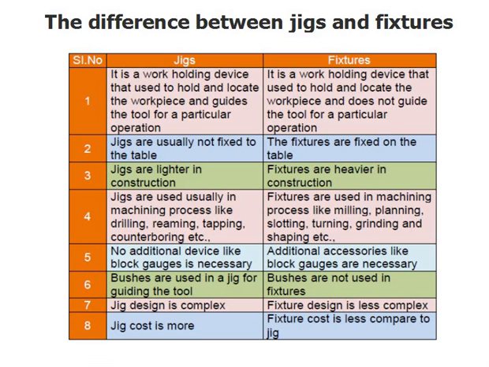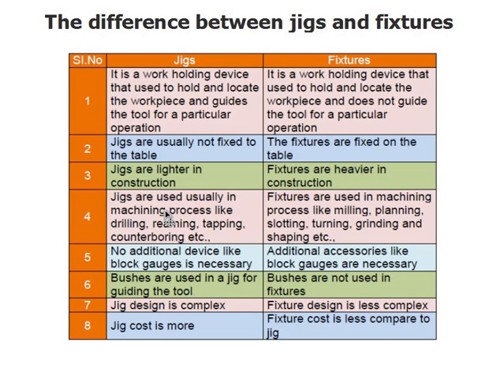Jigs are usually not fixed to the table and often are available in a portable and compact variant. The fixtures are fixed on the table in order to provide proper support to the workpiece. The jigs are lighter in construction for quicker handling, and clamping with the table is often not necessary, whereas fixtures are heavier in construction and often will be bolted rigidly on the machine table.